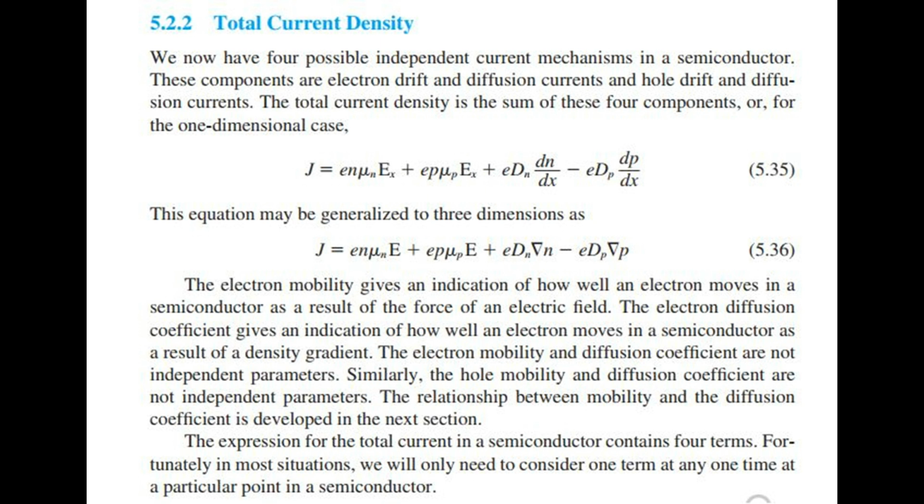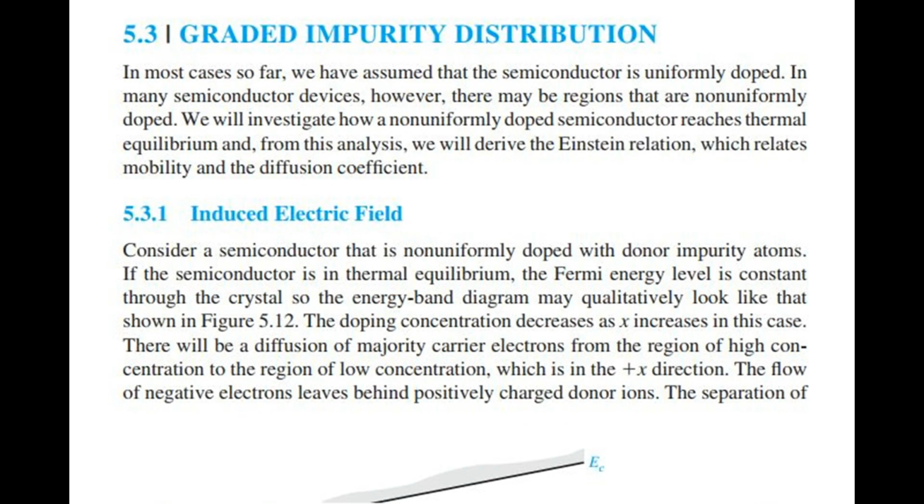The expression for the total current in a semiconductor contains 4 terms. Fortunately, in most situations, we will only need to consider one term at any one time at a particular point in a semiconductor. Graded impurity distribution.